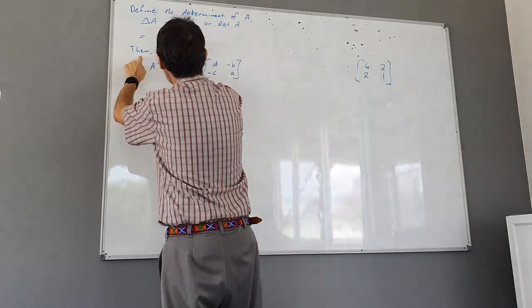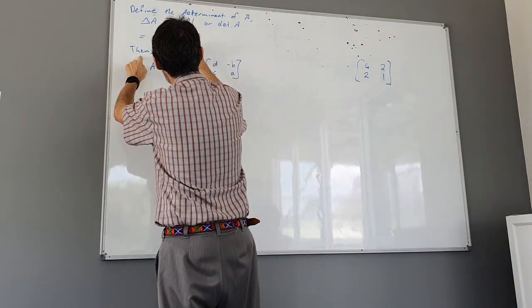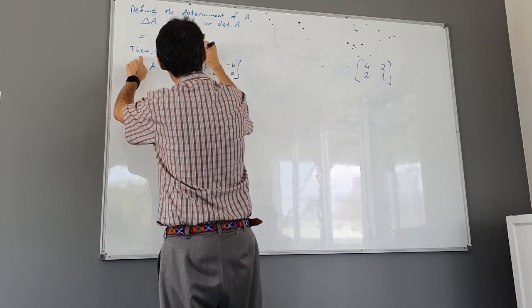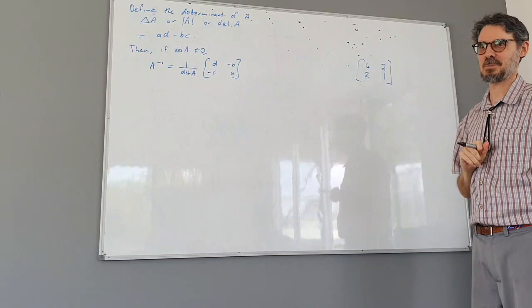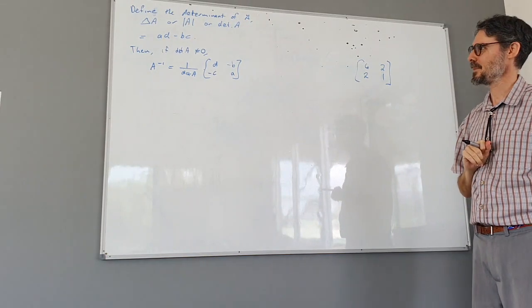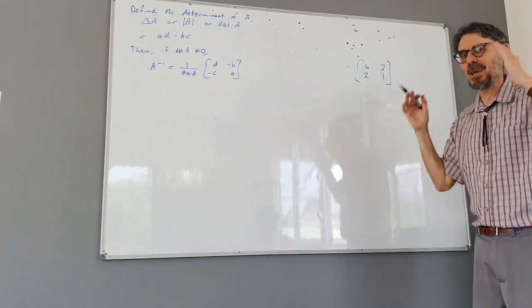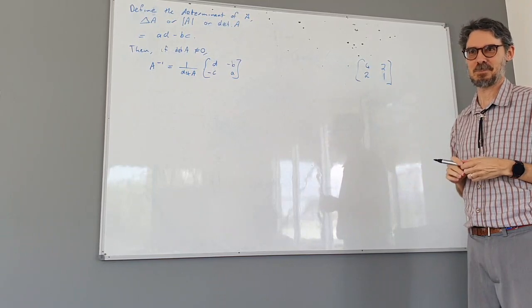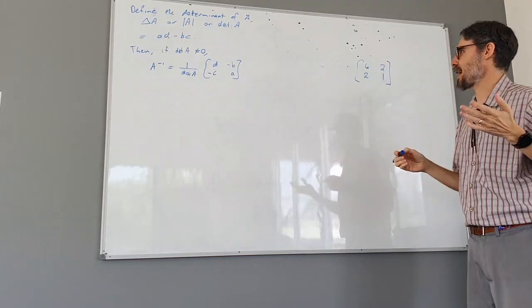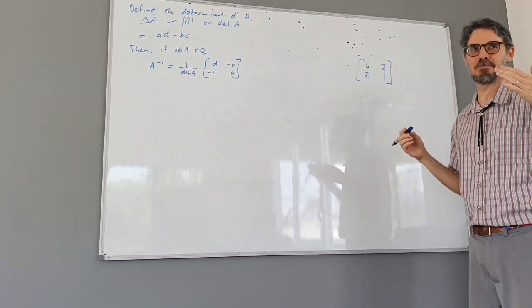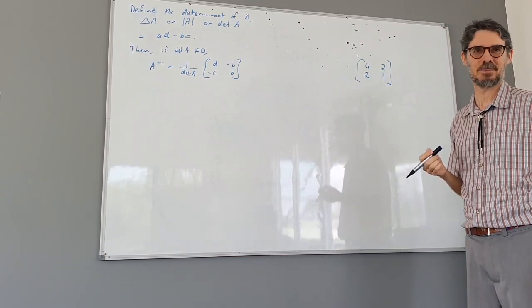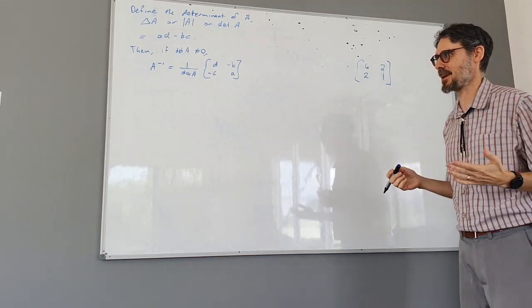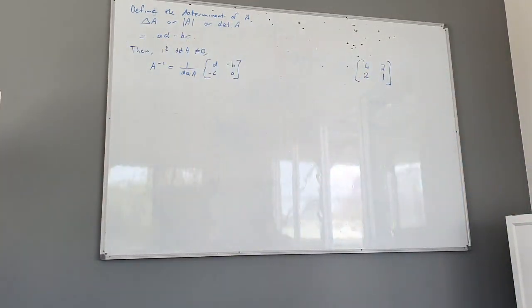So, I have to say, if the determinant is not 0, then that's my inverse. If the determinant is 0, there is no inverse, which is exactly the same as numbers. I can't find the inverse of 0. I can't divide by 0. If the determinant is 0, there's no inverse.